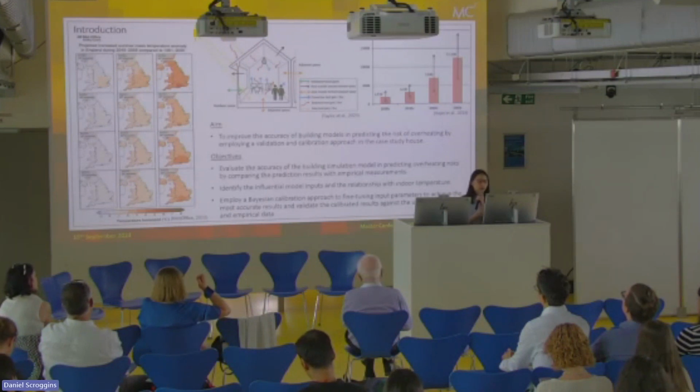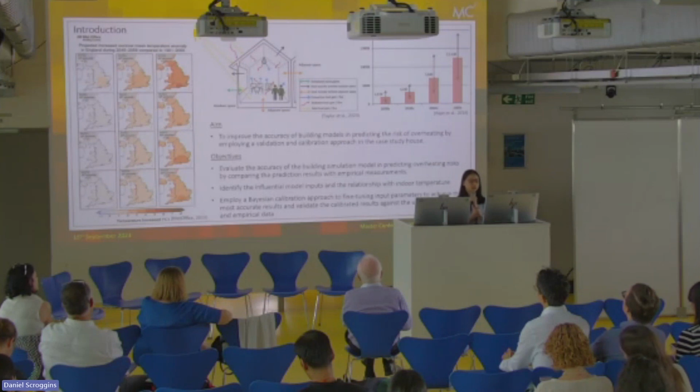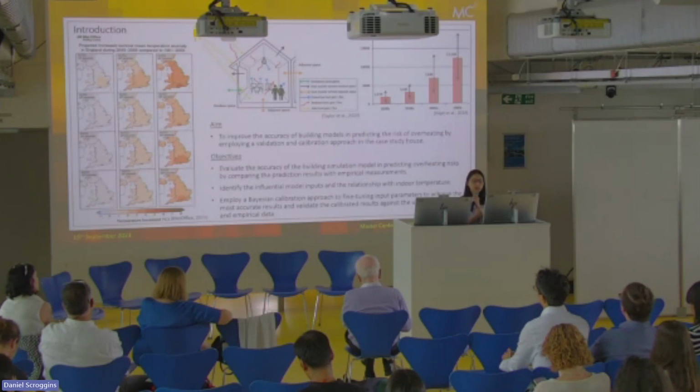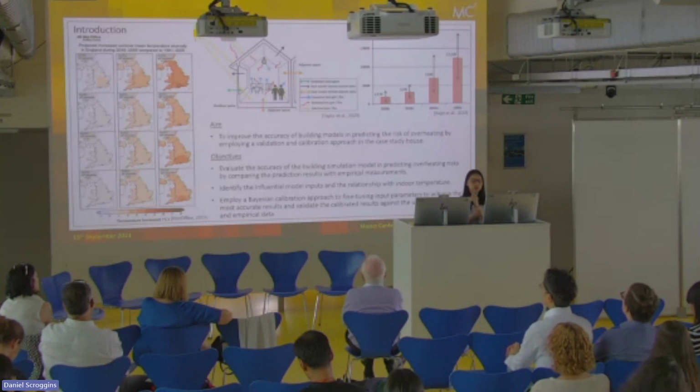And the study has three objectives. The first one is to evaluate the accuracy of the building simulation model in predicting overheating risk. The second one is to identify the influential model inputs and their relationship with indoor temperature. And the last one is to employ a Bayesian calibration to fine-tune input parameters to achieve the most accurate result.